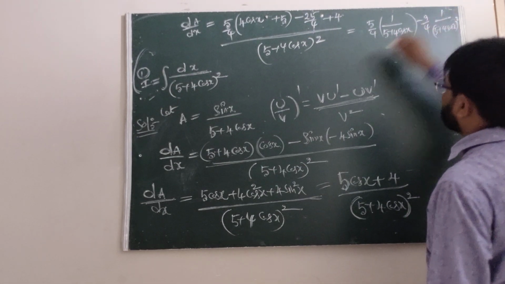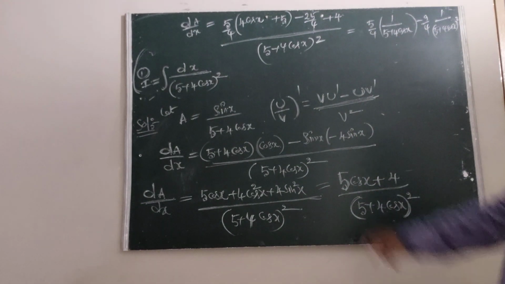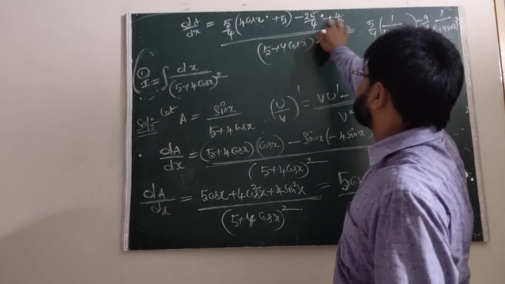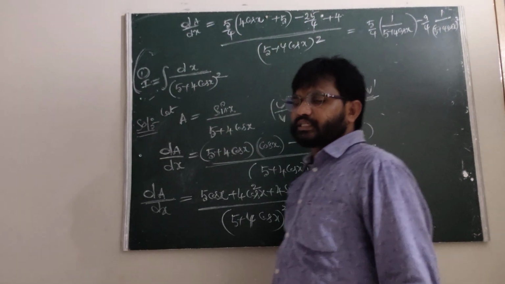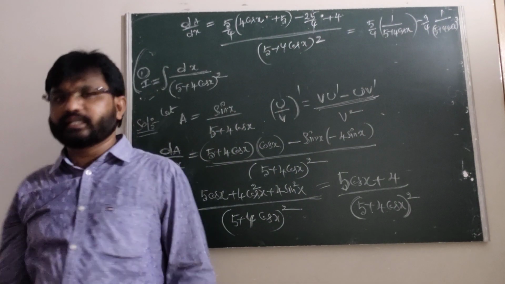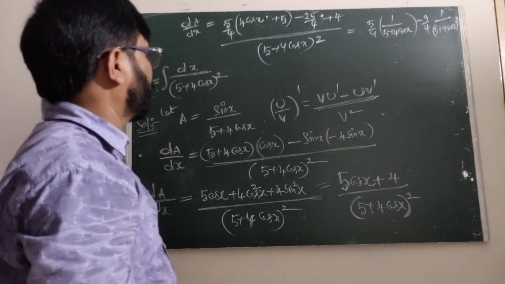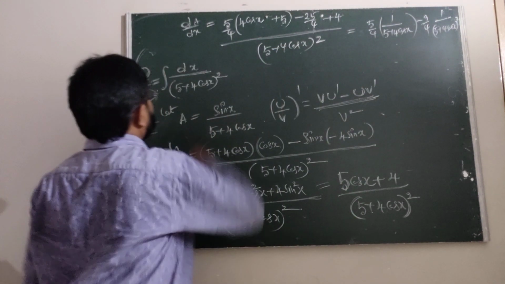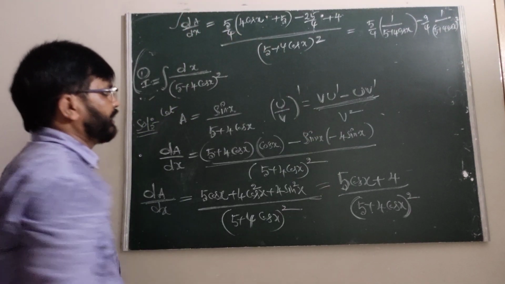Is it clear? Therefore 5 by 4, now after separation one time cancels. This is 16 minus 25, which is minus 9. Minus 9 by 4 of 1 upon (5 plus 4 cos x) whole square. This is the value of dA by dx.